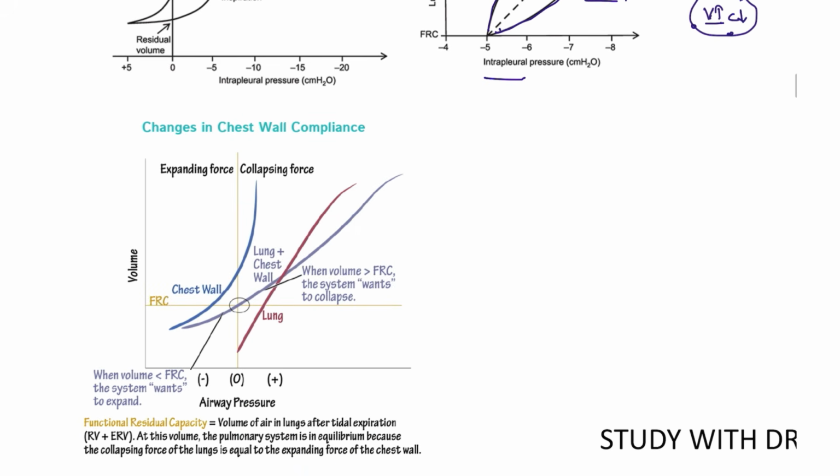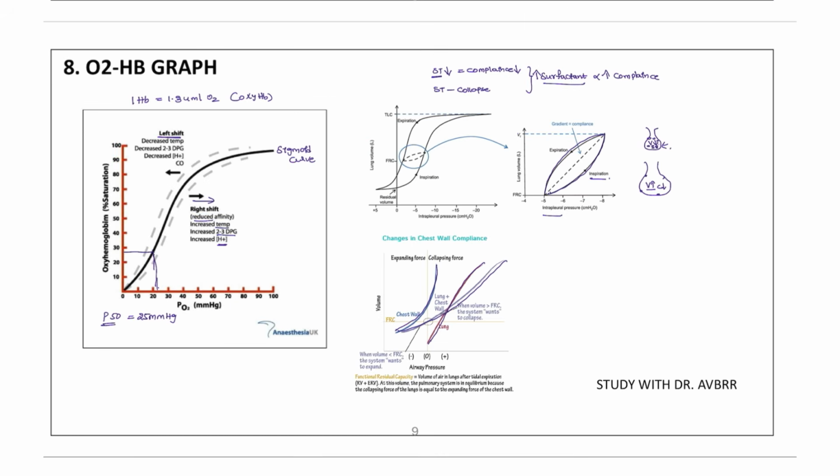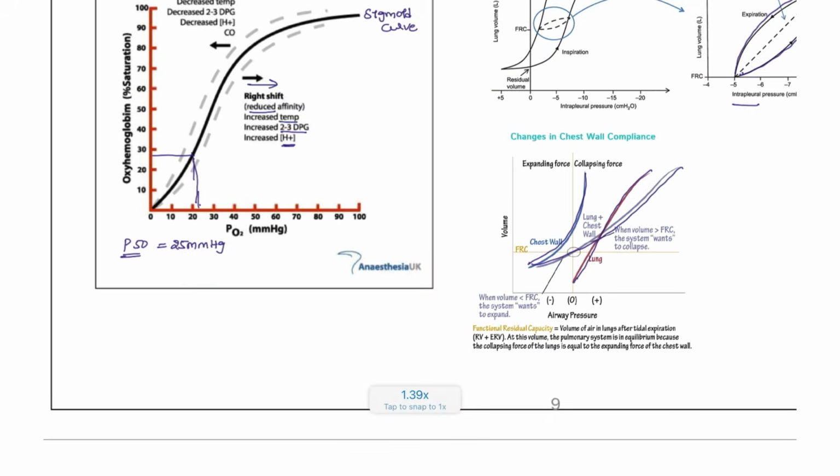Next, you can see that there are expanding forces and collapsing forces; our chest wall and our lungs together form these compliances. All this has to be maintained to prevent the collapse of the lung. This is the chest wall compliance, this is the lung compliance, and this is the combined compliance. This graph was asked in last year's examination. These points are very important, guys.